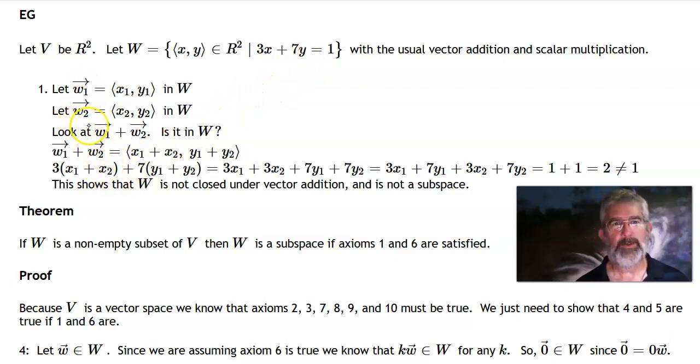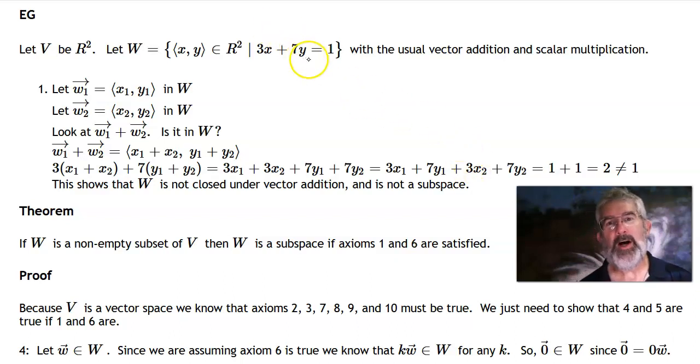So W1 and W2 are already in, and we look at the sum. Well, 3 times this x coordinate plus 7 times that x coordinate, distribute the 3, distribute the 7, move some things around. The 3x1 plus 7y1, well, that's equal to 1. And the 3x2 plus 7y2, well, that's equal to 1. And 1 plus 1 is equal to 2, which is not equal to 1. So when W1 plus W2 walks up to the door, the bouncer says, get out. I know that W1 and W2 are in here, but you're not allowed because you add up to 2. And I need people only add up to 1.